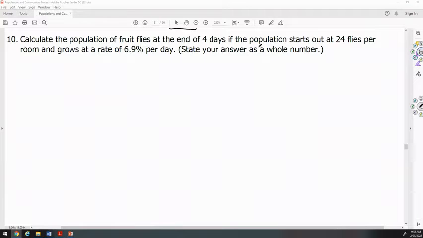Calculate the population of fruit flies at the end of 4 days if the population starts out at 24 flies per room and grows at a rate of 6.9% per day. The 6.9% is our CGR, and the 24 flies is our initial number. We're trying to find the change in number, so we need to rearrange our formula for CGR.